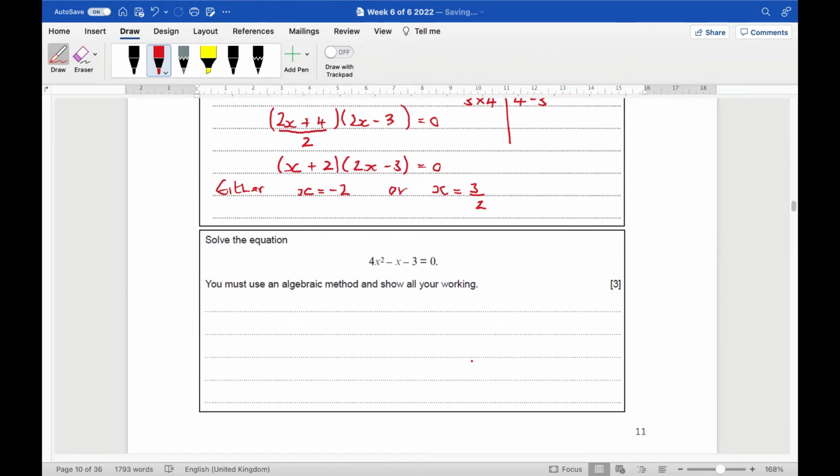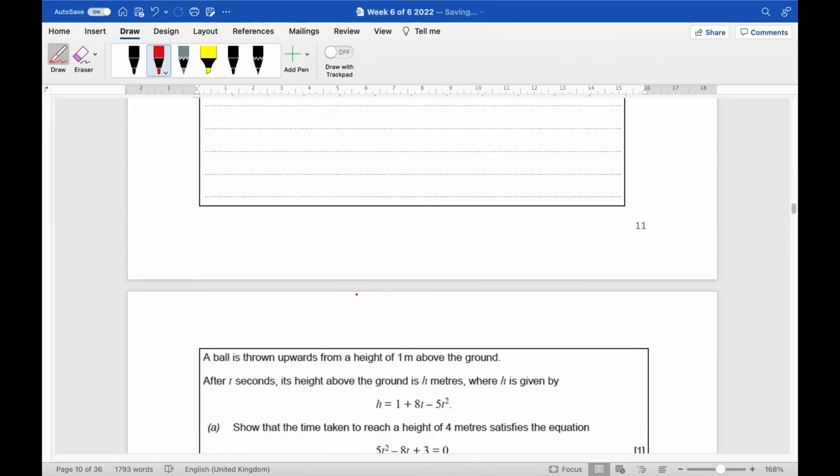Okay? Again, you'll be able to do this one, but just pick, there's not many clues to say what to do other than solve. This is a quadratic. It's asking for an algebraic method, and it's not asking for decimal places, so it's not suggesting the quadratic formula. It's suggesting factorising.